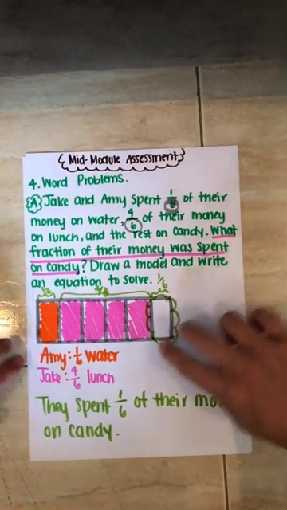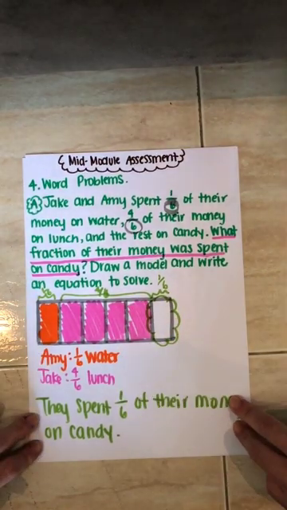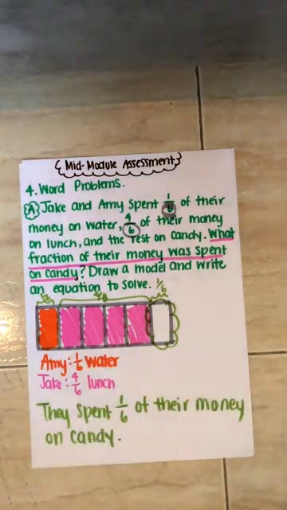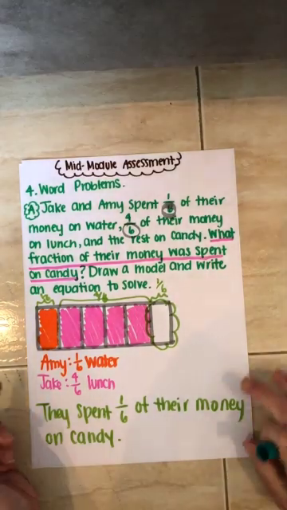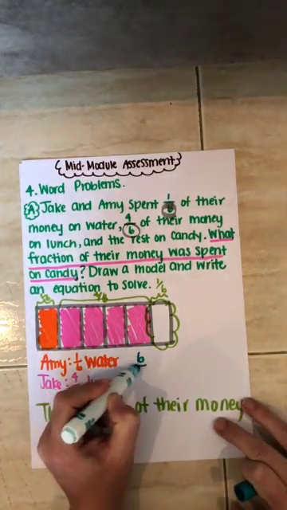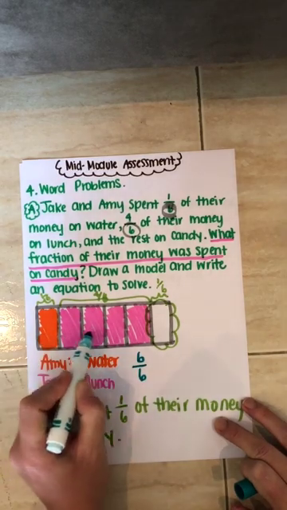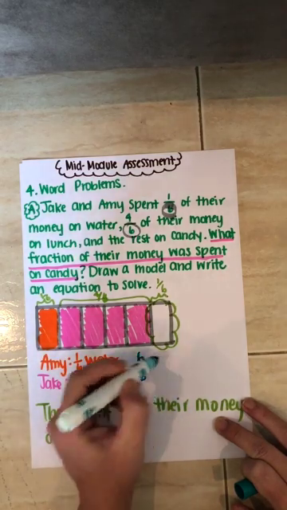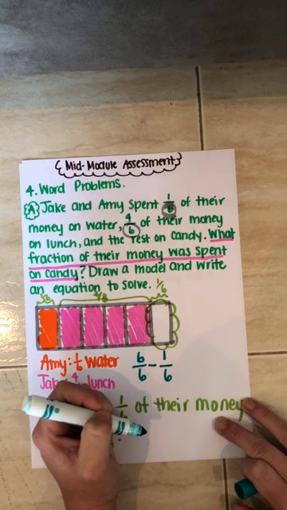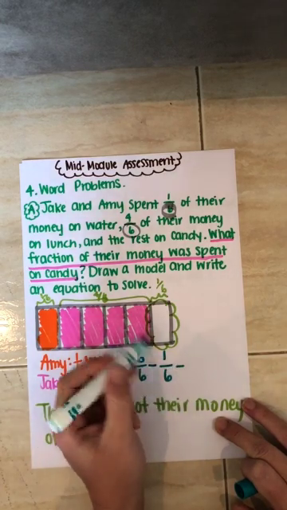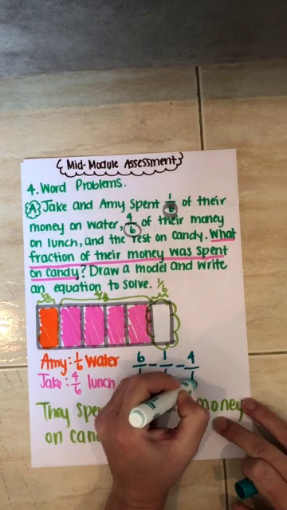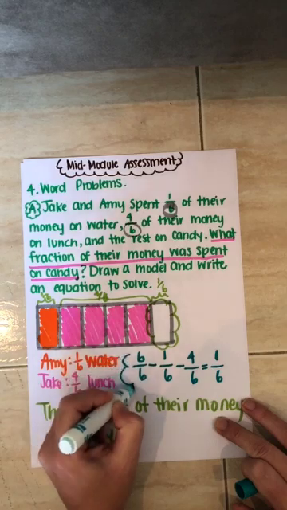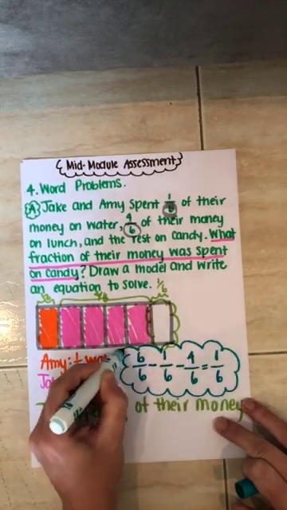So here's my model. I've color coded it, and here is my sentence. Now, I need to draw an equation also to solve this. So I know that I had 6 pieces total. 1, 2, 3, 4, 5, 6. And we spent, so we took away 1/6 on water, and then they took away 4/6 on lunch. And so what is left over? 1/6. This is my number sentence to show this equation.